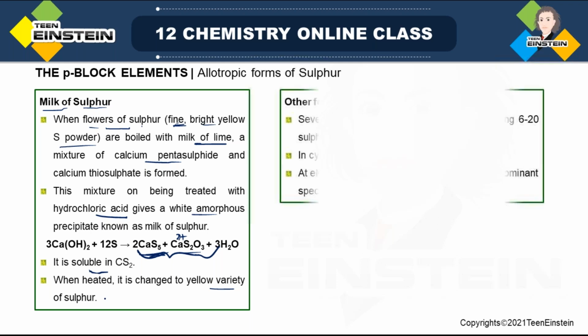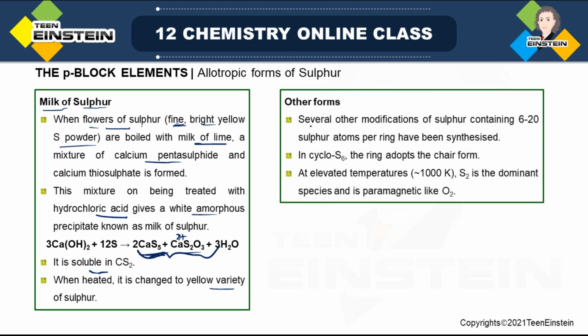Now we will see some more forms. So you can say that these are other forms, but they are not so significant like these 5 forms. So that is why all these forms we are mentioning just in one simple expansion. Okay. Several other modifications of sulfur containing 6 up to 20 sulfur atoms per ring. So see, huge variety possible. We will just see 1 or 2 examples. In cyclo-S6, that is the simplest one, the ring adopts chair form. So it's like a cyclohexane chair form.